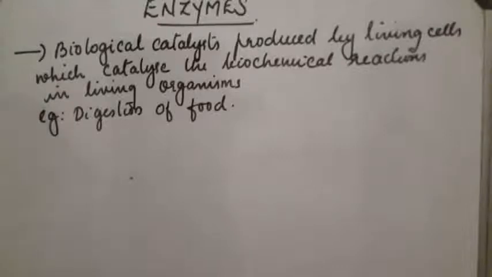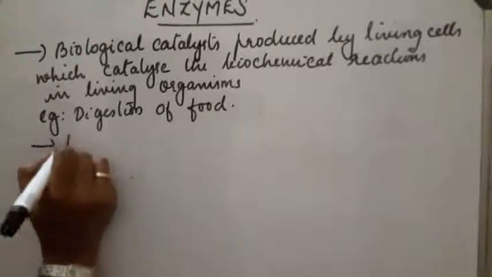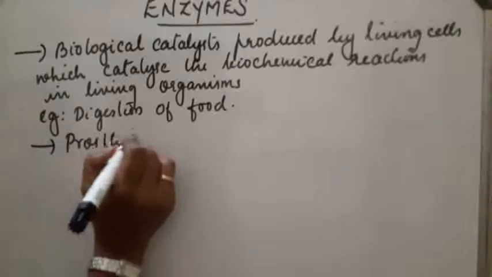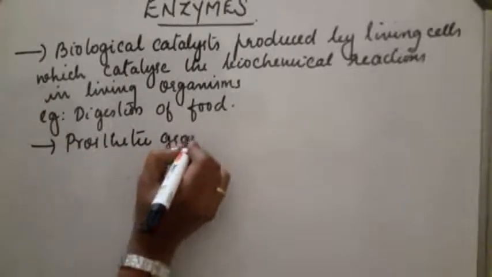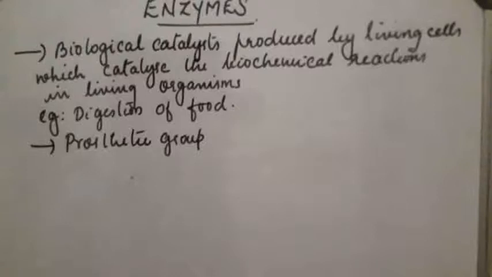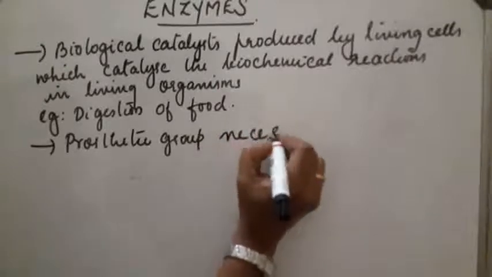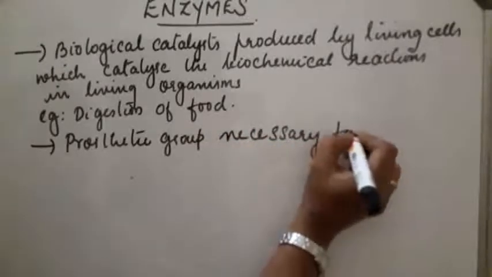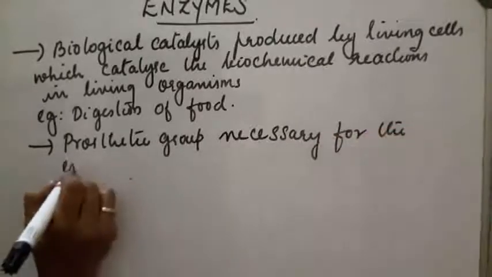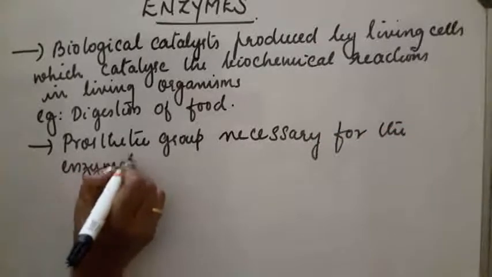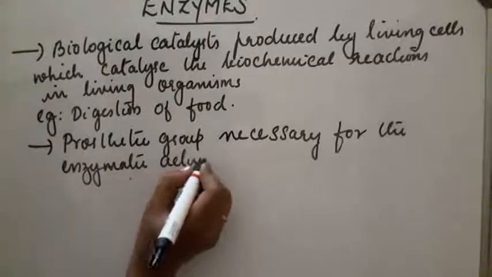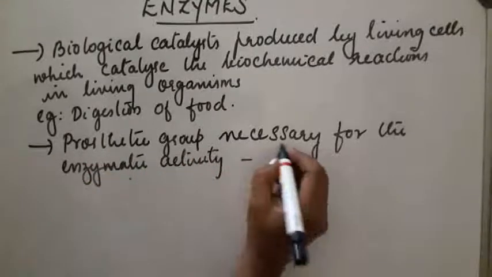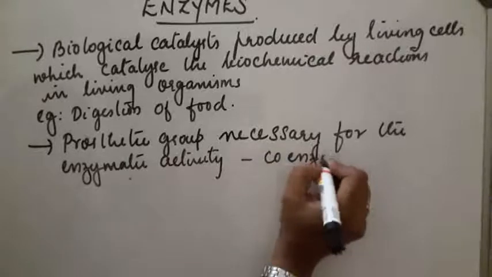And the prosthetic group necessary. Prosthetic group means they are specific non-polypeptide unit required for the biological functions. So the prosthetic group necessary for enzymatic activity is known as coenzyme or cofactor.